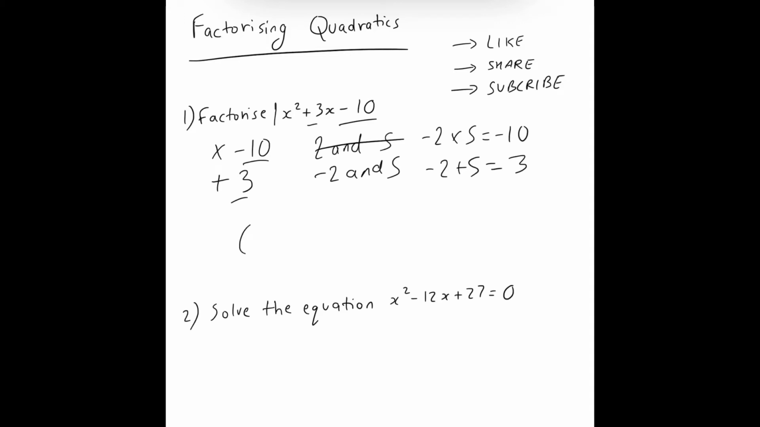All you need to do now is open some brackets and put some x values. Once you do that, you put these numbers in: minus 2, and since it's a positive 5, you put a plus 5. That's how you factorize this expression. Okay, so this is just factorizing it, it's not solving it.